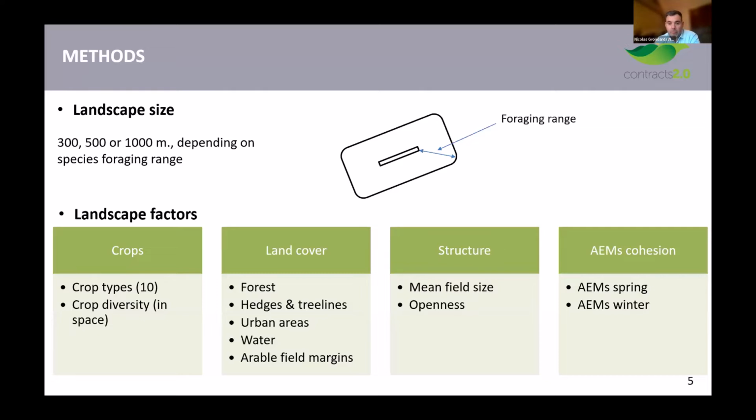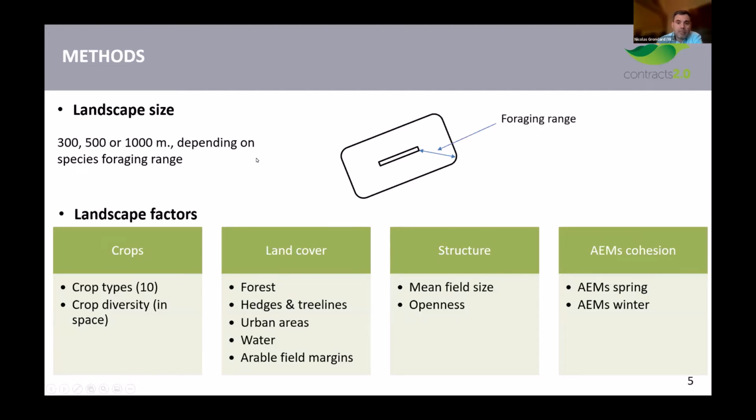For this latter category, we had 2 variables. We calculated the percentage of landscape covered by other measures in the spring to check the effect of the spatial concentration of measures in the landscape. And we also calculated the percentage of landscape covered by measures in the winter to check the effect of the temporal continuity of measures. This is relevant for species wintering and breeding in the same zones.